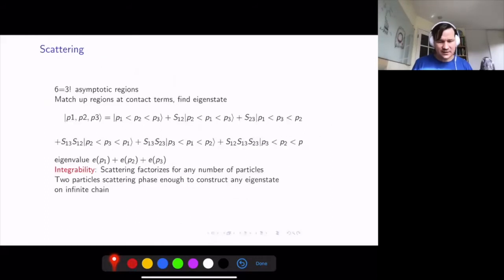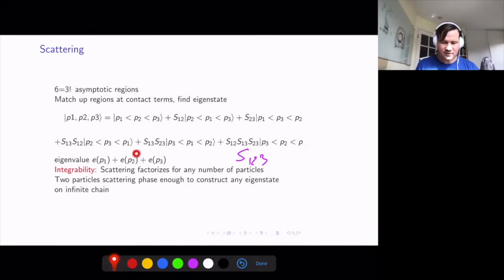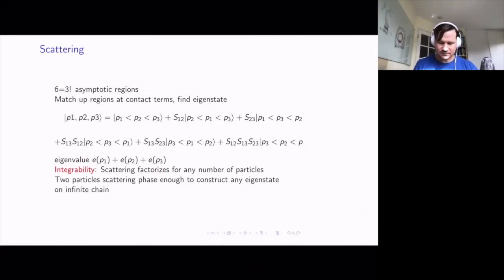And then finally, we need to talk about scattering. If we have three spins flipped, then we have 3 factorial asymptotic regions. We can have 1, 2, 3, 1, 3, 2, and so on. And then you can show that this vector will be the eigenstate. The nature of integrability manifests itself in this triple scattering process, something like S_123. If you want to swap around all three of them, then the scattering phase factorizes into the product of three phases like that. And the eigenvalue is the sum of the energies.